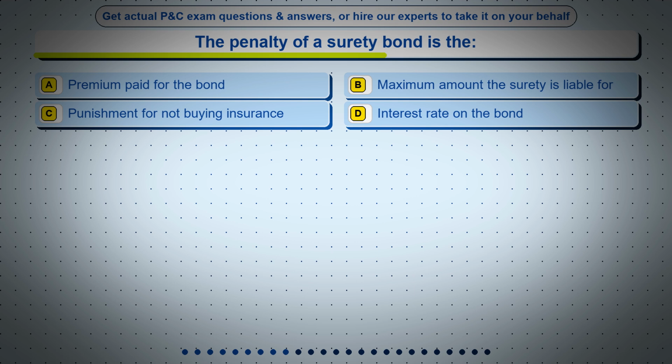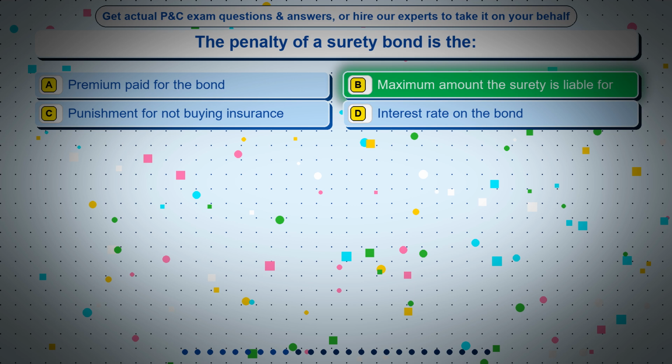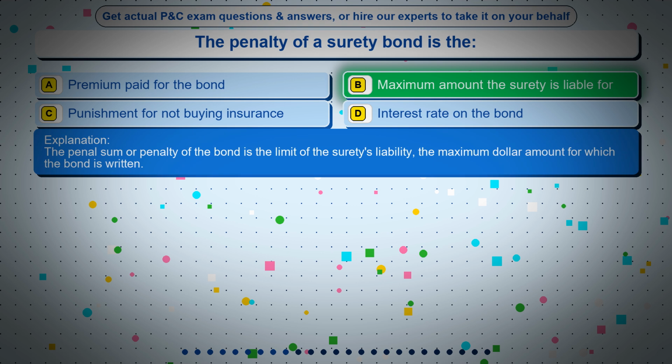Option B, maximum amount the surety is liable for. Option C, punishment for not buying insurance. Option D, interest rate on the bond. The correct answer is option B, maximum amount the surety is liable for. The penal sum or penalty of the bond is the limit of the surety's liability, the maximum dollar amount for which the bond is written.